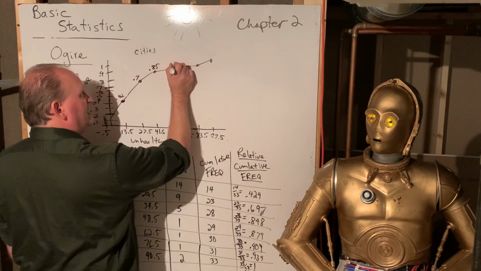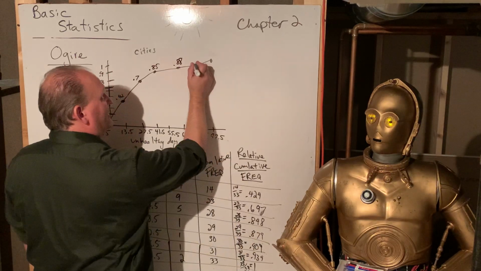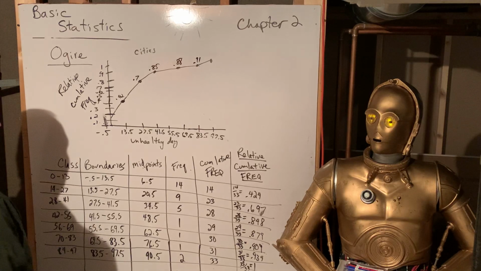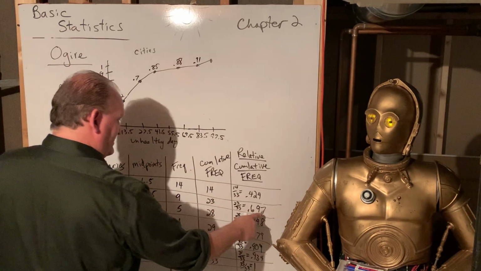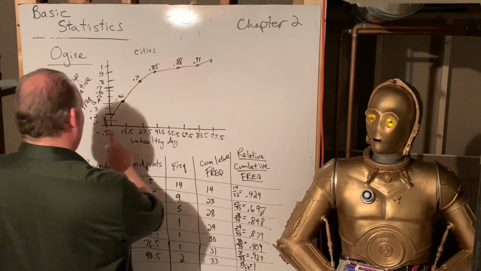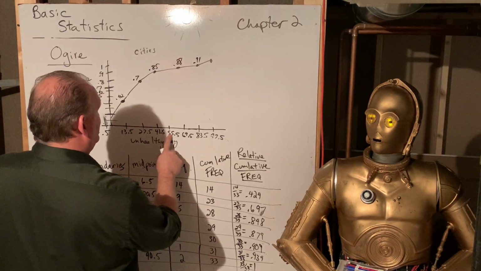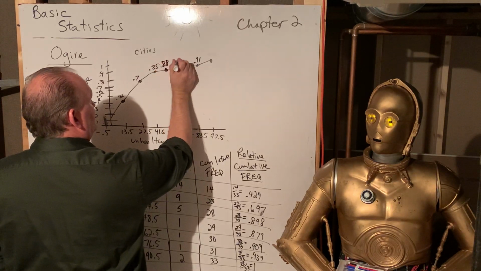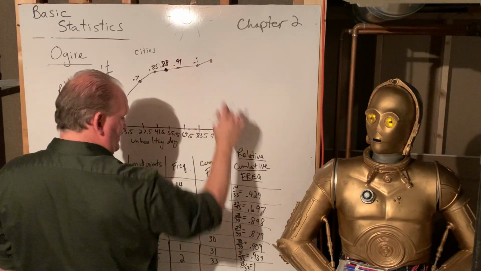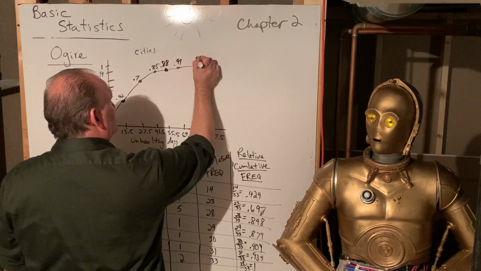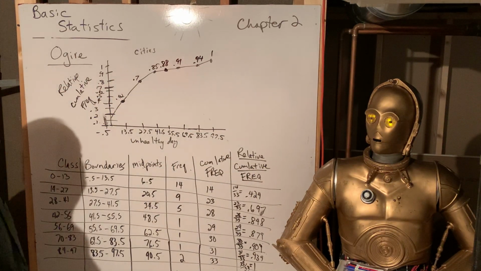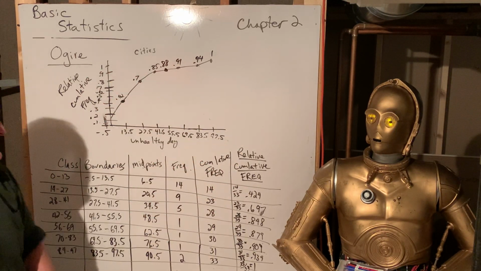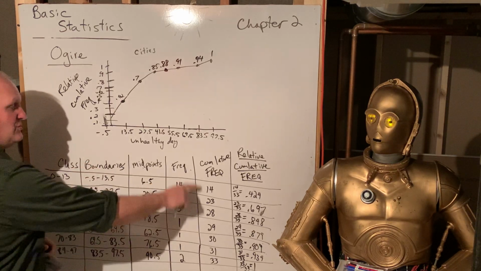that one's 0.88, that one's 0.91. Oh wait, I messed it up. I missed this one. This one is supposed to be 0.88, 0.91, and 0.94, and then 1. So 100% on the last. So it's exactly the same graph. It's just you have percents instead of the actual frequencies.